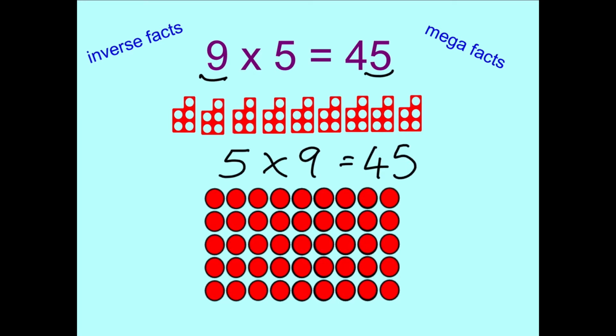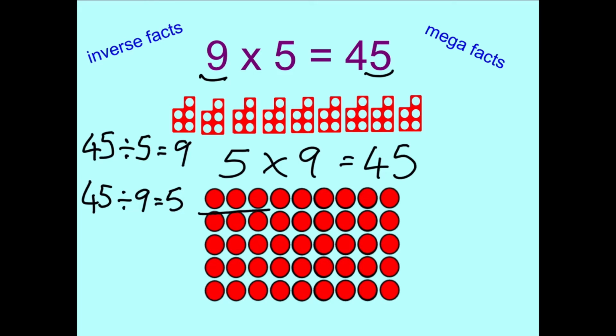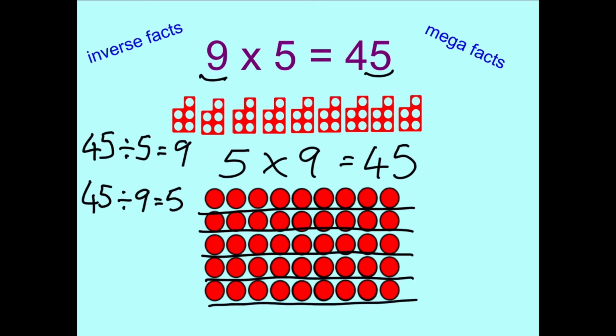Now if you have one more 5, you'll be up to 10 fives, and that'd be 50. So 45 is one less than 50. So if we do the inverse and put the 45 first, if you divide it into 5s, there are 9 of them. And if you divide the 45 into 9s, there are 5 of them. And let's show that on the picture. So that's 1 9, 2 9s, 3 9s, 4 9s, and 5 9s.